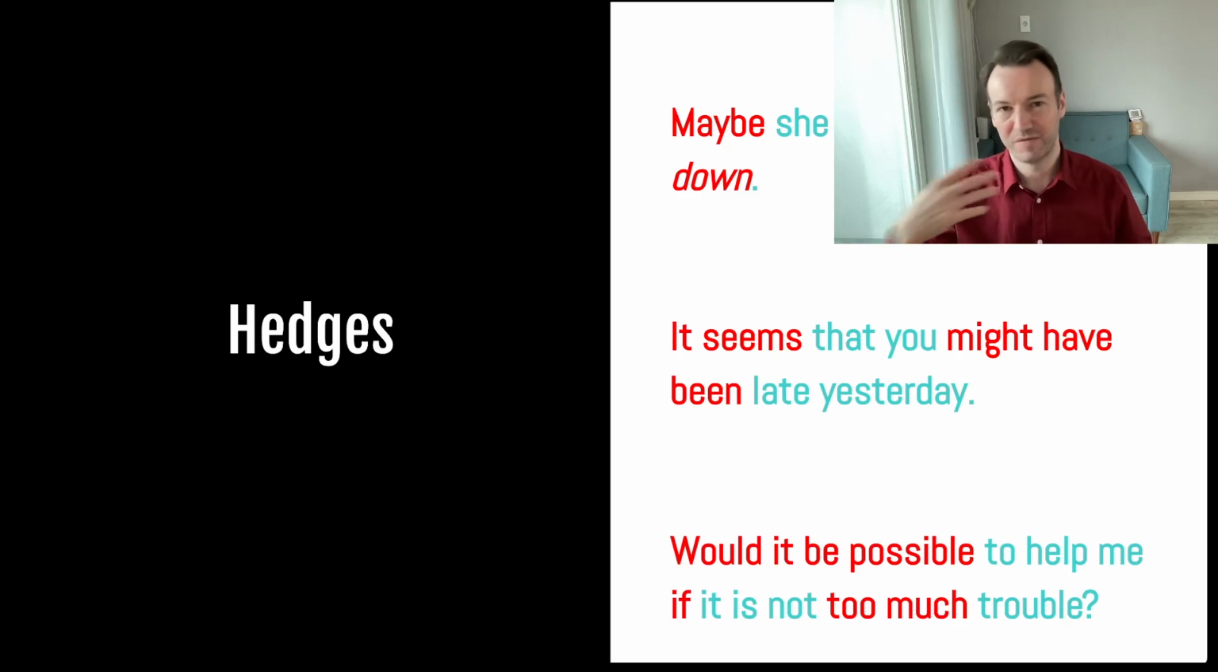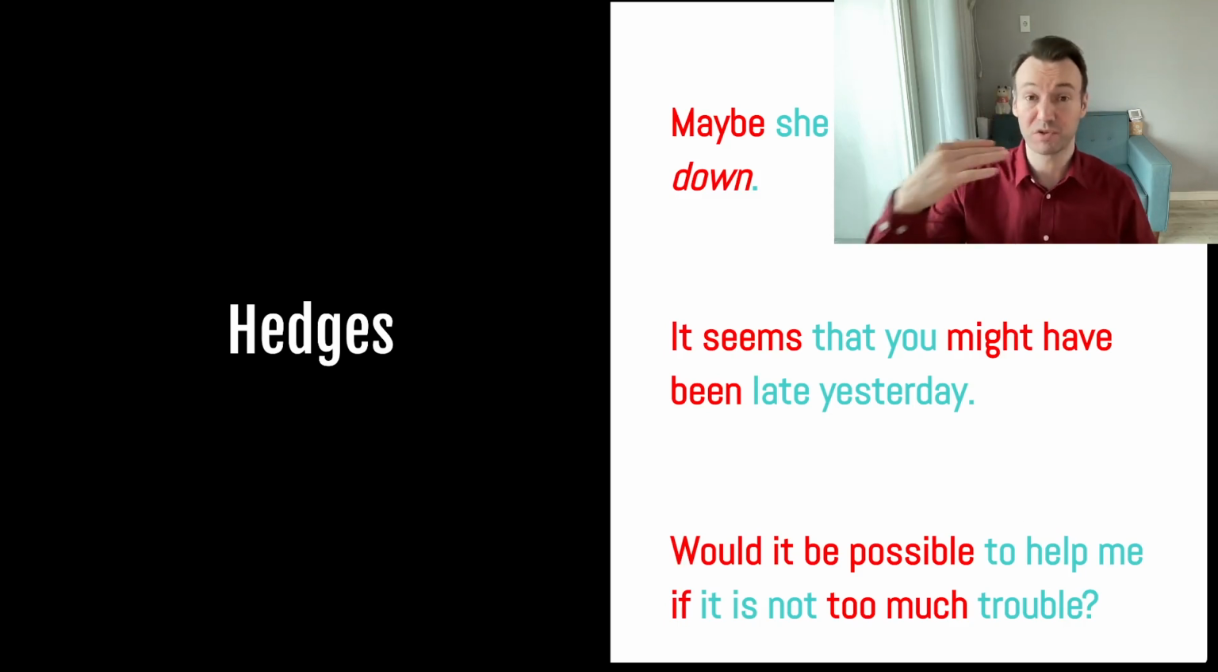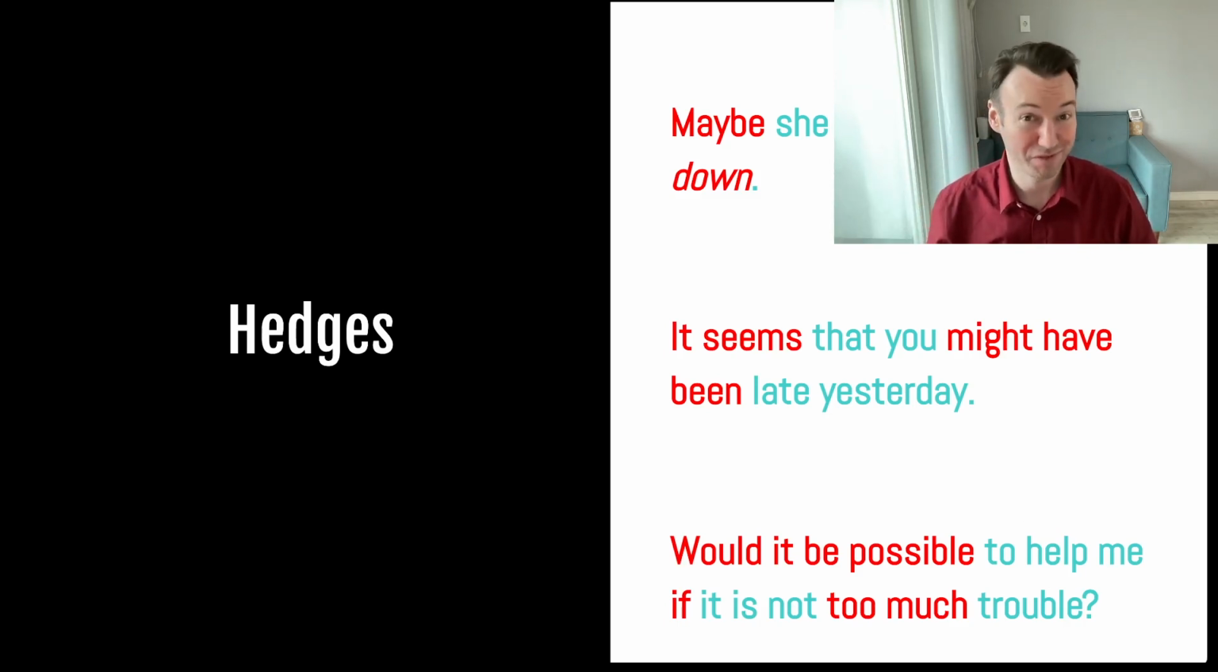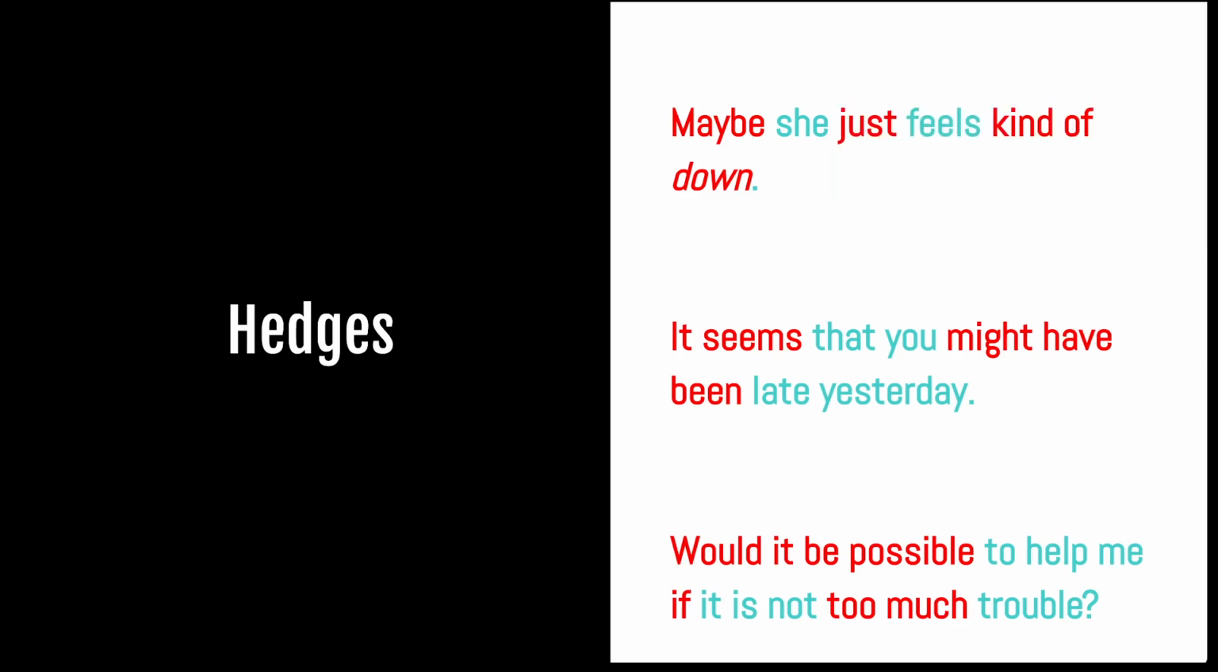Okay, so this is hedging. Okay, and very useful in social relationships. What you say feels less strong, it feels less direct, feels less demanding. If you're criticizing, you feel like you're being less critical. So hedging is helping to shape that social relationship.